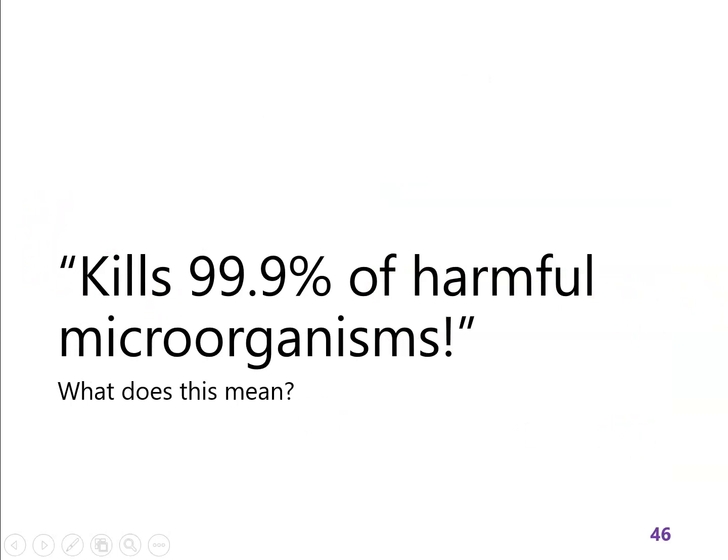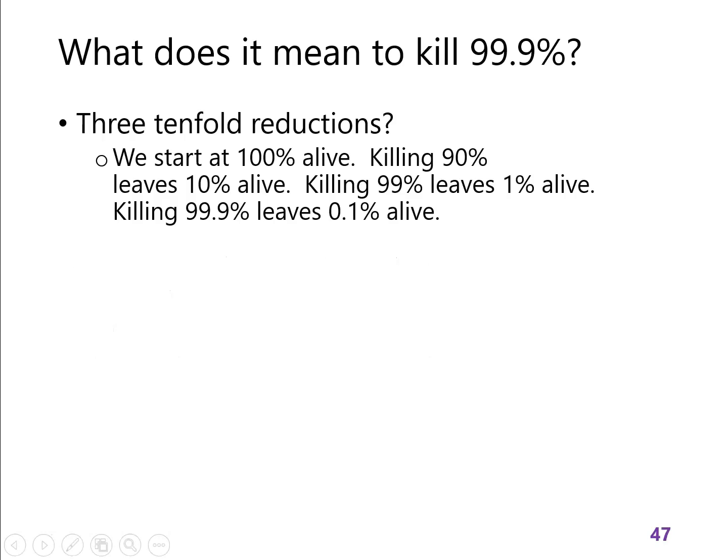And then the last part of this first set of slides is this phrase, "kills 99% of harmful microorganisms." I've seen this and I hate this. It doesn't mean anything. So I want to walk through that with you. What is 99% killing? There are two different ways I could interpret this. One is that it reduces the population by 99.9%. So it's 3 tenfold reductions.